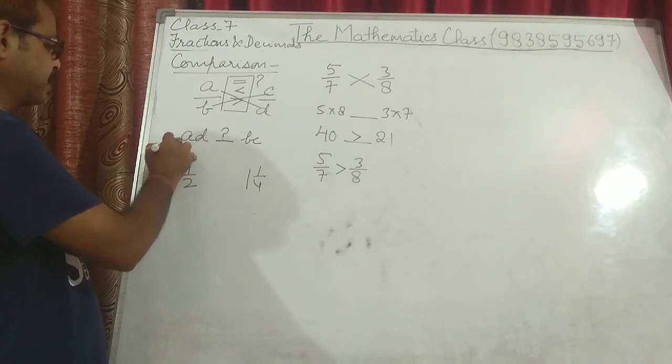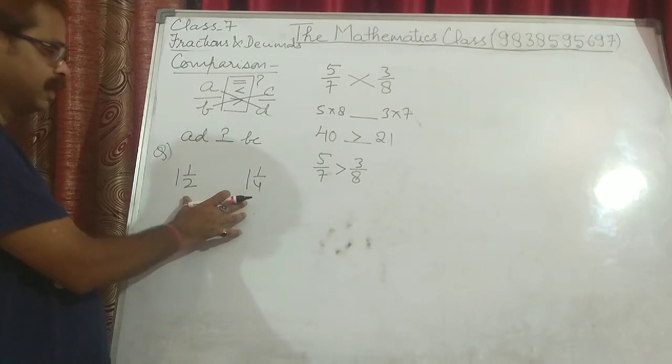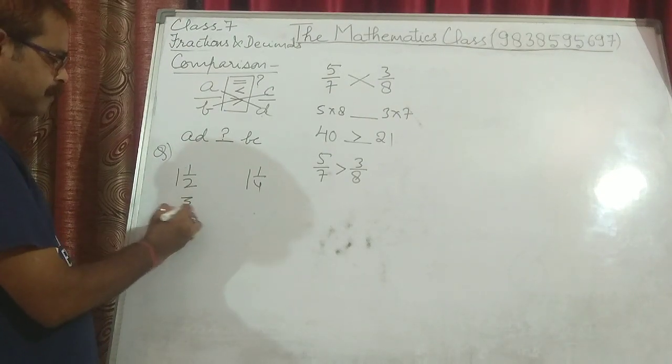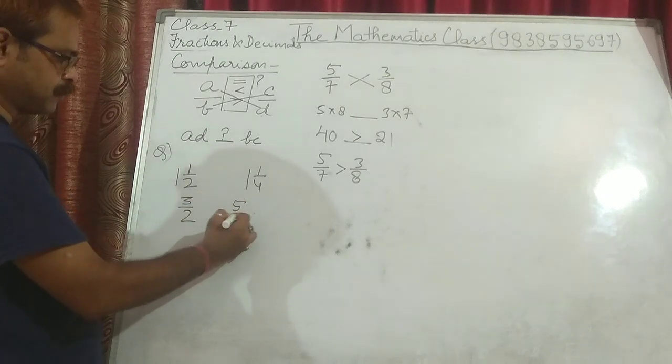Question is, compare these two fractions. First you will convert them into proper fractions. So 2 ones are 2 plus 1, 3. This will become 3 upon 2. This will be 4 ones are 4 plus 1, 5 upon 4.